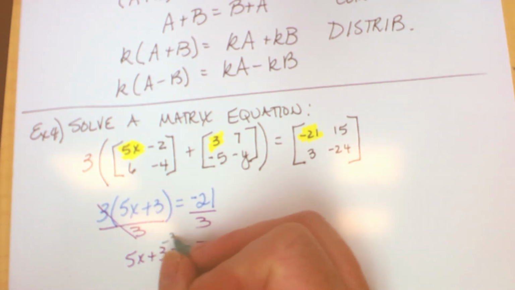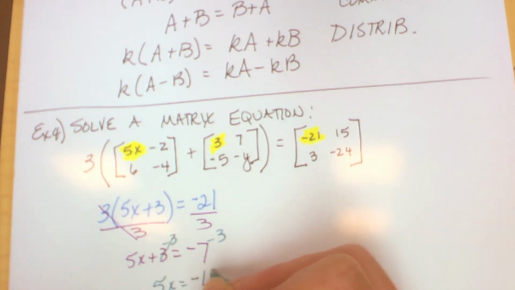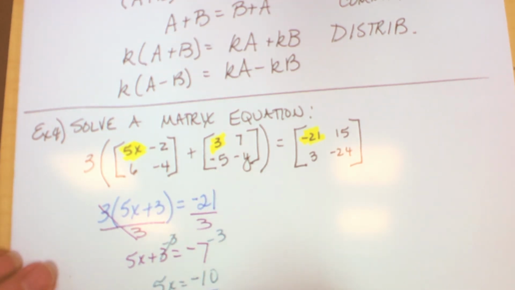All right, so -7 minus 3. So 5x is equal to -10. What do I do? Divide by 5, and x is what? -2. Okay, so let's go solve and figure out what y is.